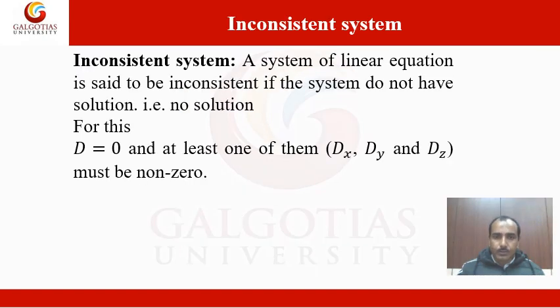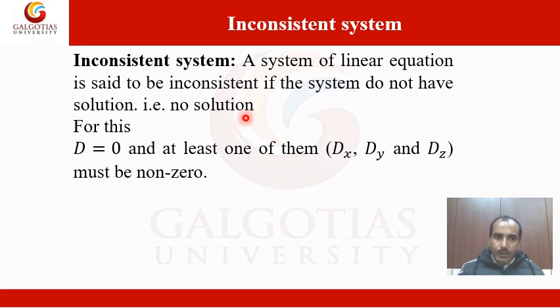Inconsistent system. A system of linear equations is said to be inconsistent if the system does not have a solution. In this case, we can say the given linear simultaneous equations have no solution. That is, if a system has no solution, then we can say the given system of equations is inconsistent.